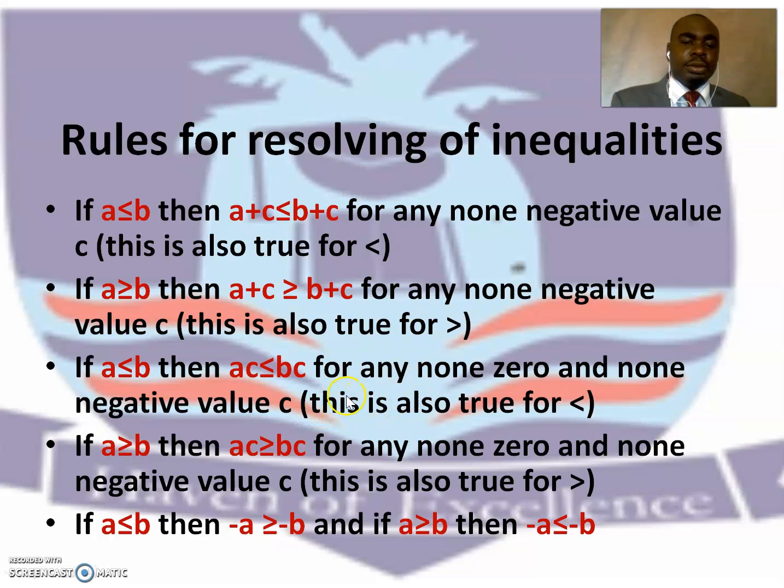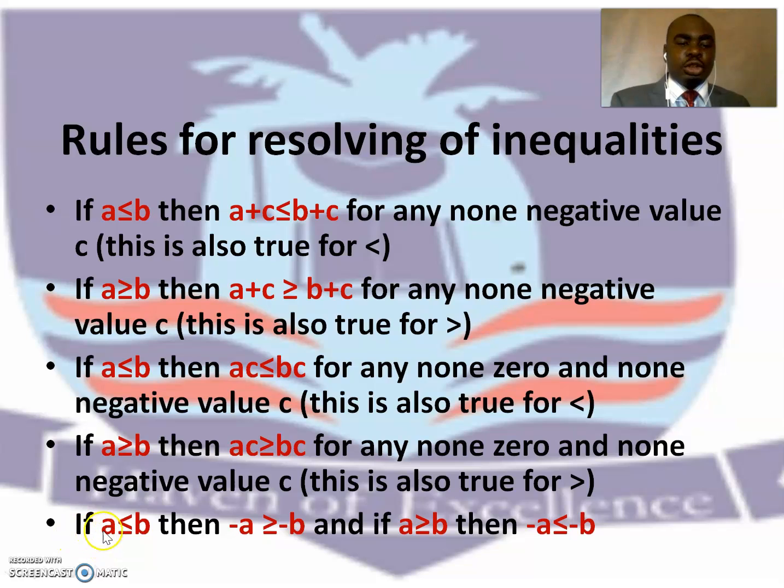If it was 0, then multiplying A by 0 will make it 0, and multiplying B by 0 will make it 0, which makes them equal, and the sign will no longer hold true. So this is what the first 4 rules tell us. We can add the same number to both sides or divide both sides by the same number. As long as it is positive, our sign remains the same and our inequality remains true.